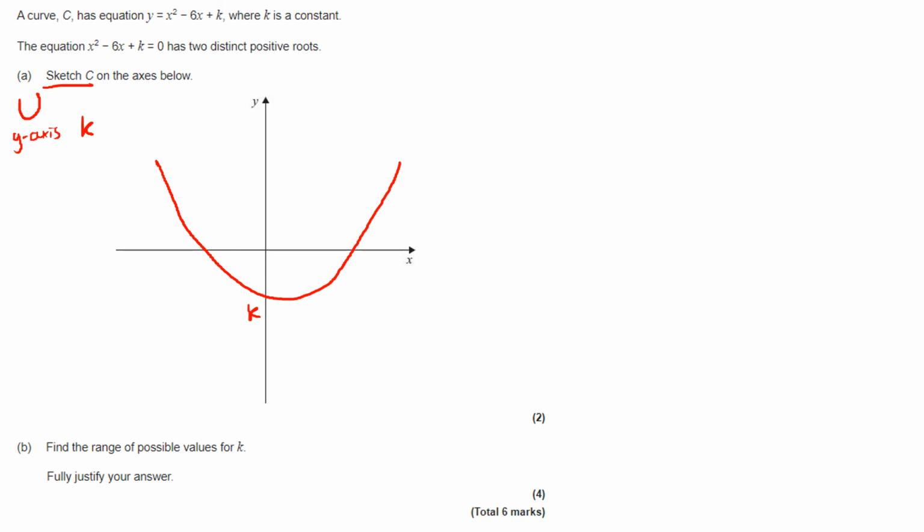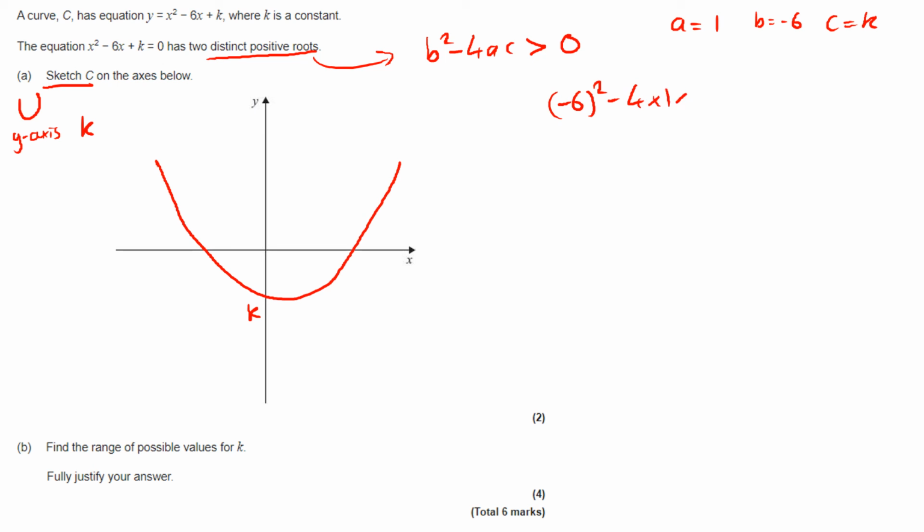Want to find the range of possible values for k and fully justify our answer. So for the second part, obviously if we've got two distinct positive roots, then that means that b squared minus 4ac is greater than 0. You'll notice that comes up a lot. So let's sub it in. We know that a is equal to 1, b is equal to minus 6, and c is equal to k. If we sub that in there, we'll get minus 6 squared minus 4 times 1 times k is greater than 0. That would give us 36 minus 4k is greater than 0. And then we can add the 4k across, and we can say that k is less than 9.